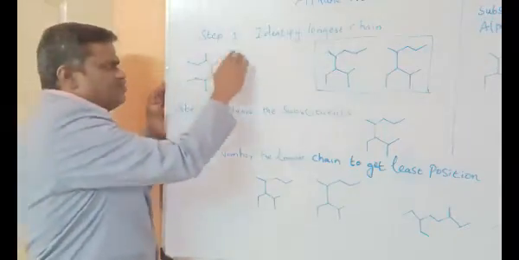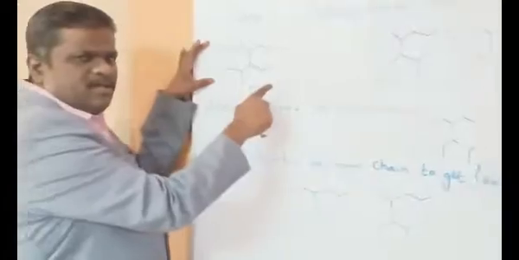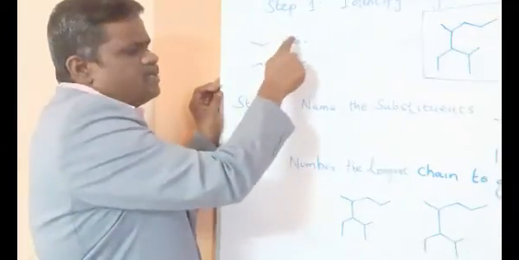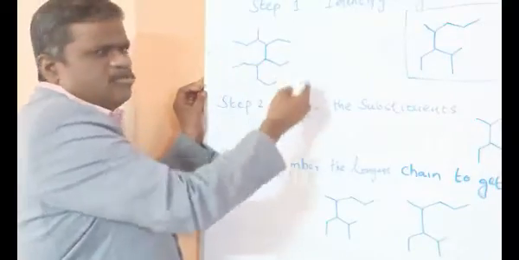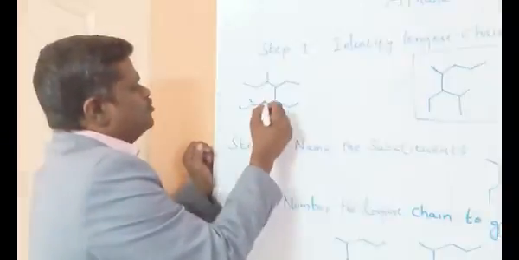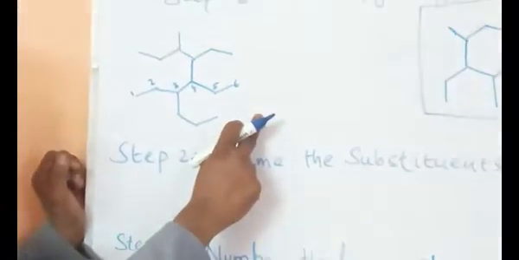Now take this example. This is a branched alkane. Now we have to find the longest chain. How do we do it? We have to give numbers from one terminal to the other terminal. There are so many terminals, so we have to check them. Let's give the numbering like 1, 2, 3, 4, 5, 6. If I give it like this, I am getting six.